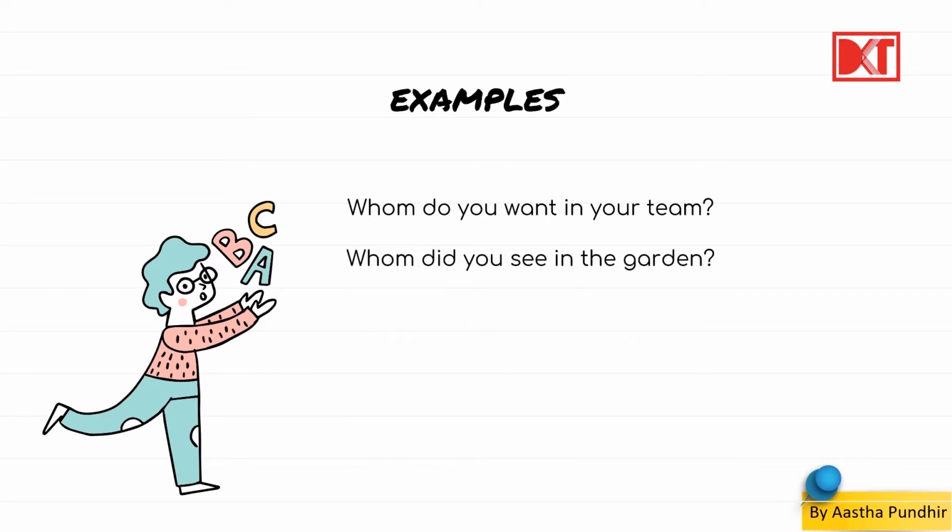Here we have, whom do you want in your team? So here we are asking whom do you want in your team, and the answer will be as an object. Like, I want Ria in my team. So Ria is the object here. We are asking about a person, but that person forms the object part of the sentence. Next, whom did you see in the garden? Again asking about the person and the object.